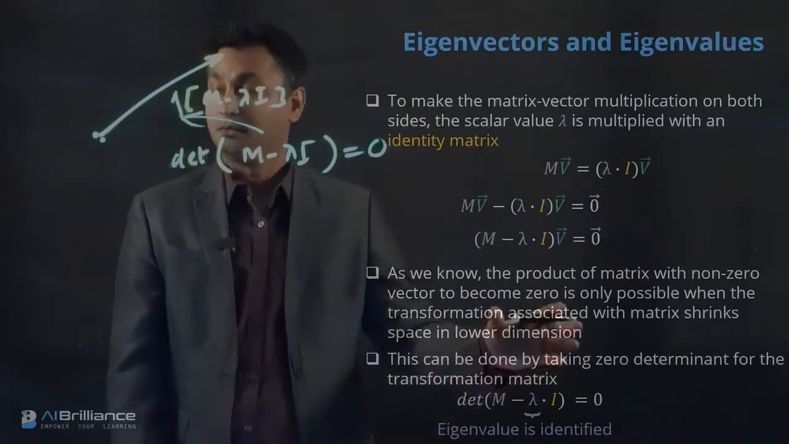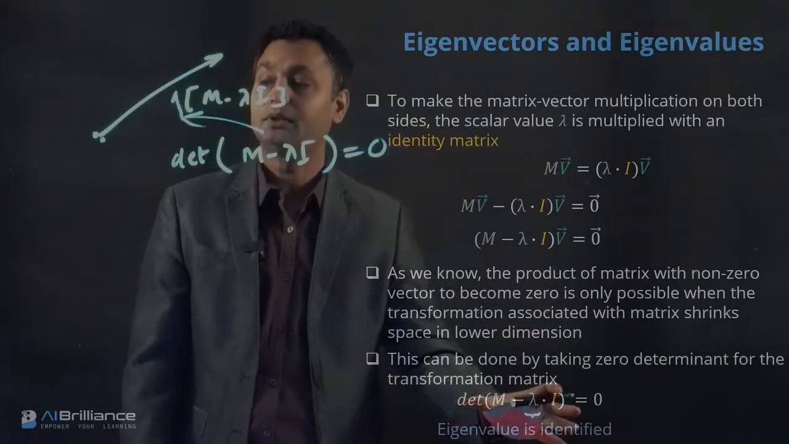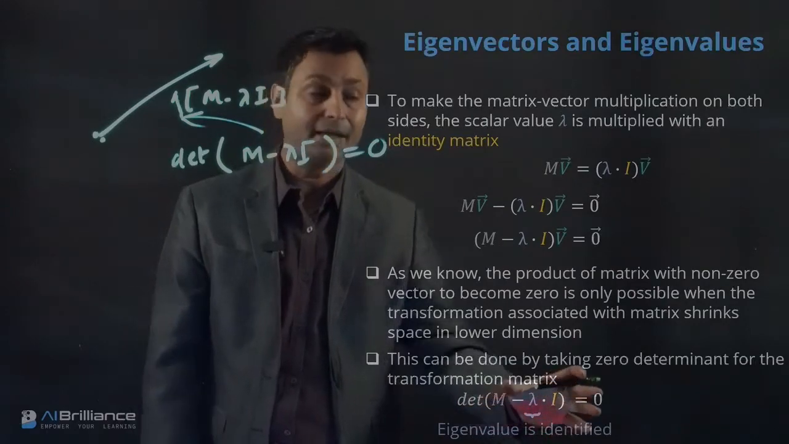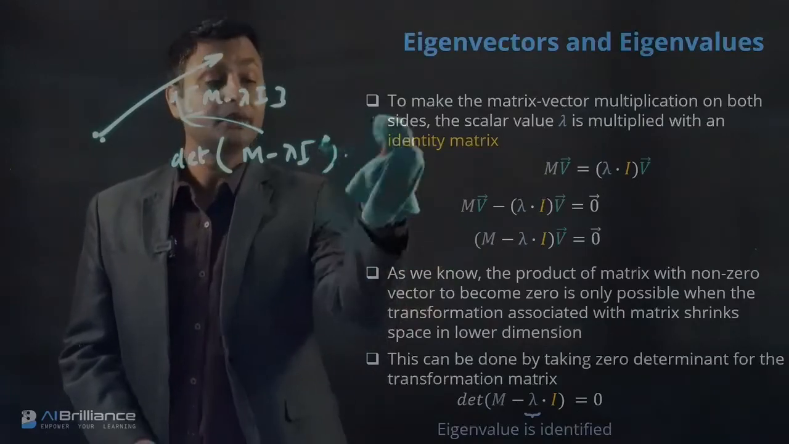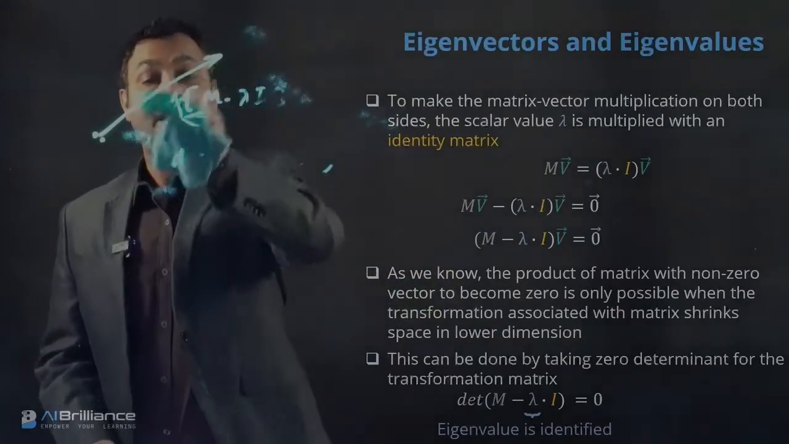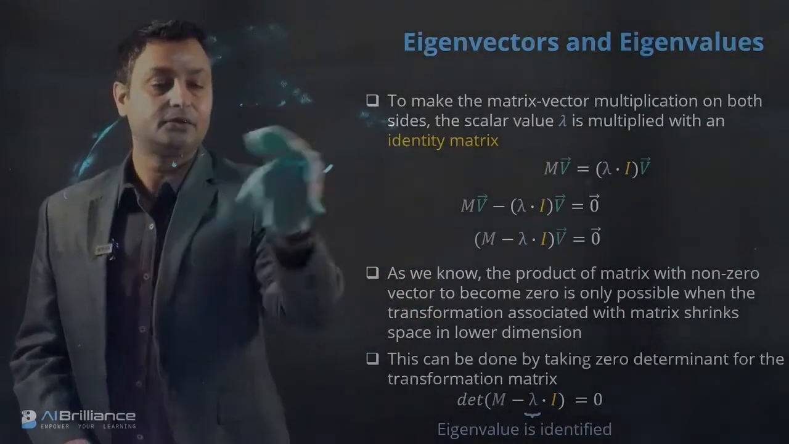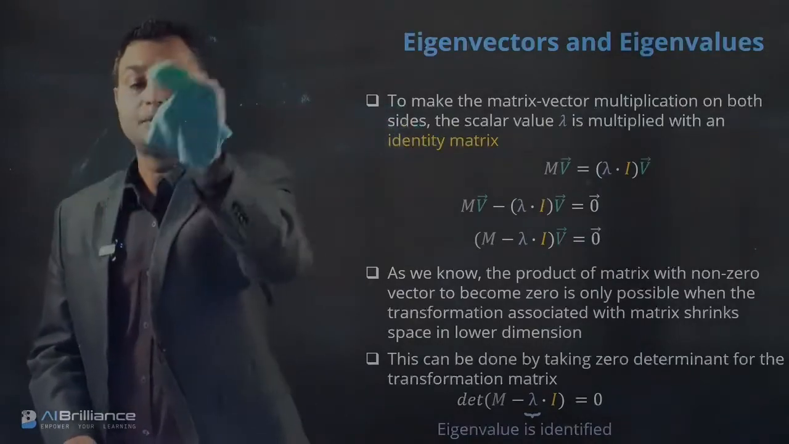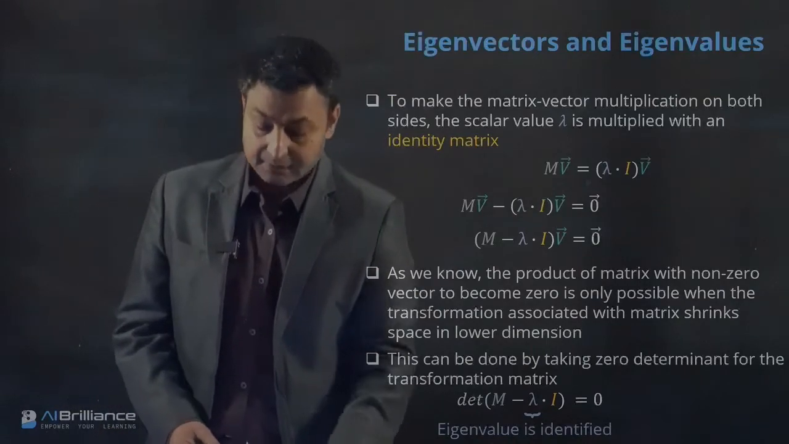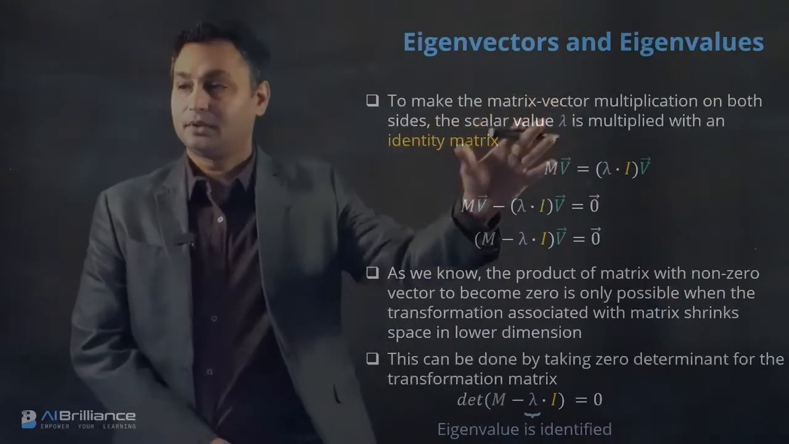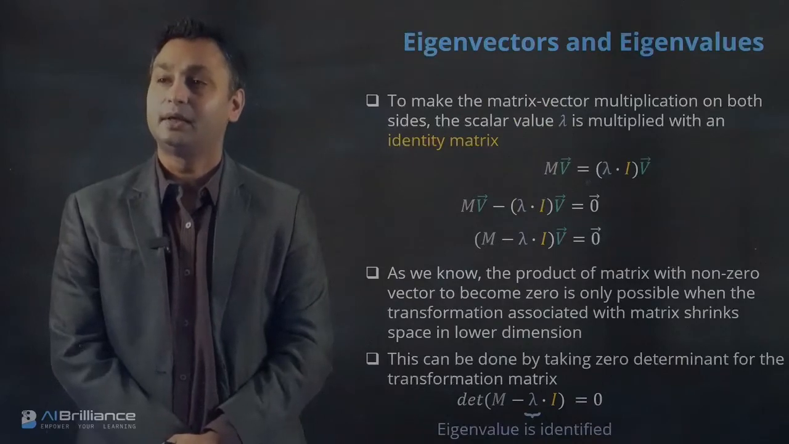Essentially, we will use this condition, the determinant of M minus lambda I equal to 0, and that will help us identify the lambdas that satisfy this equation. Based upon that, we can first find the eigenvalues, and then we can use the equations at the top to find the eigenvector.